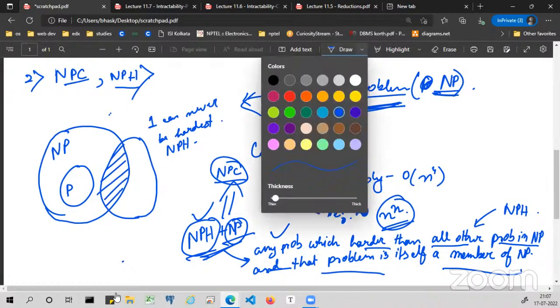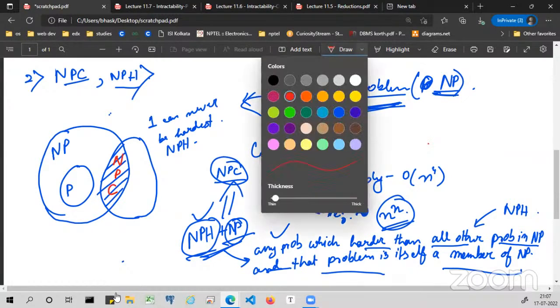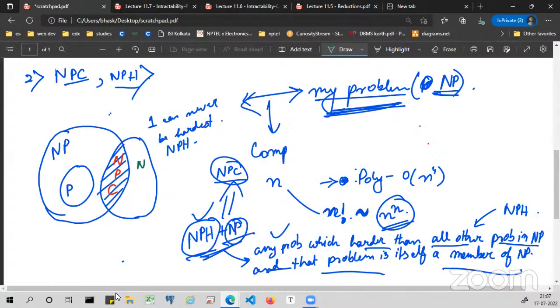This area is your NP complete problems, and this area is your NP hard. This whole circle is NP hard. Only the intersection part, along with NP hard, is also NP complete, because NP complete requires a problem to be NP hard first, and also it is a member of NP itself, right?